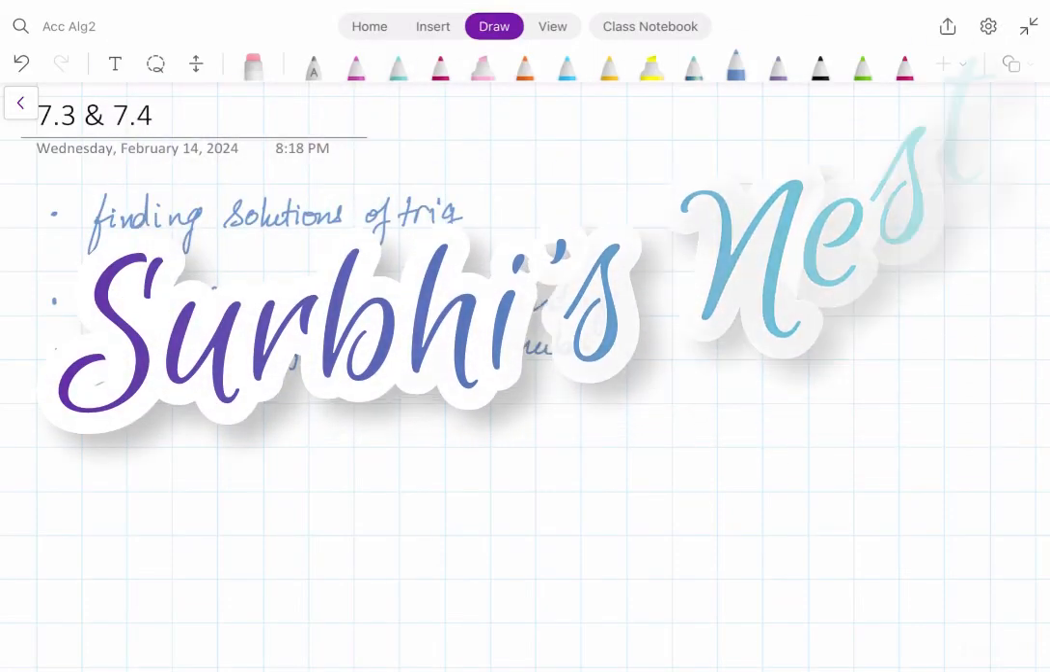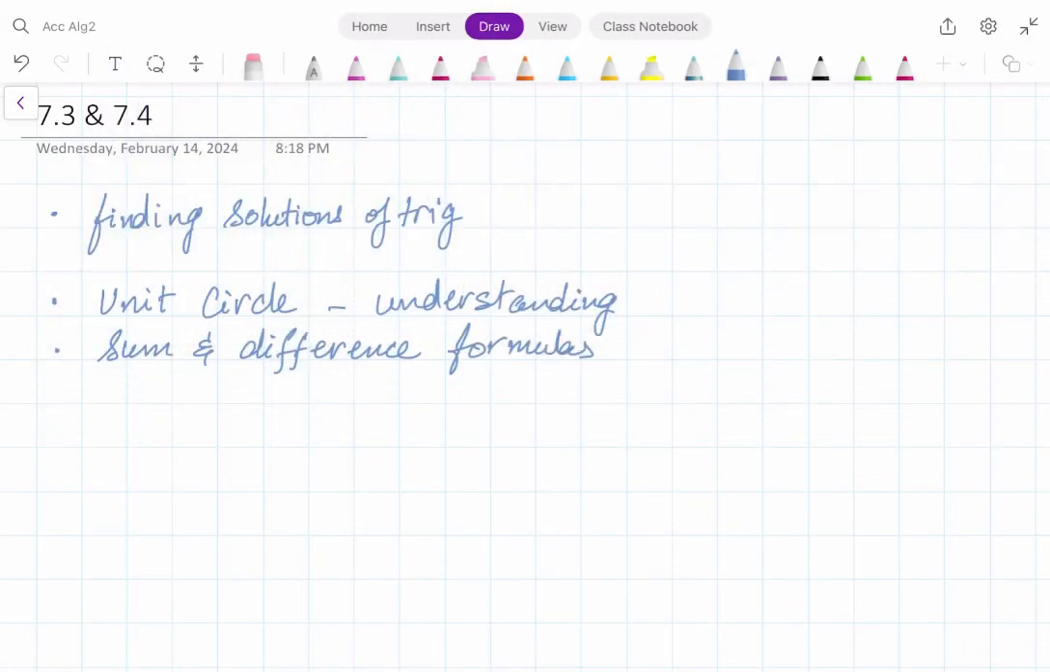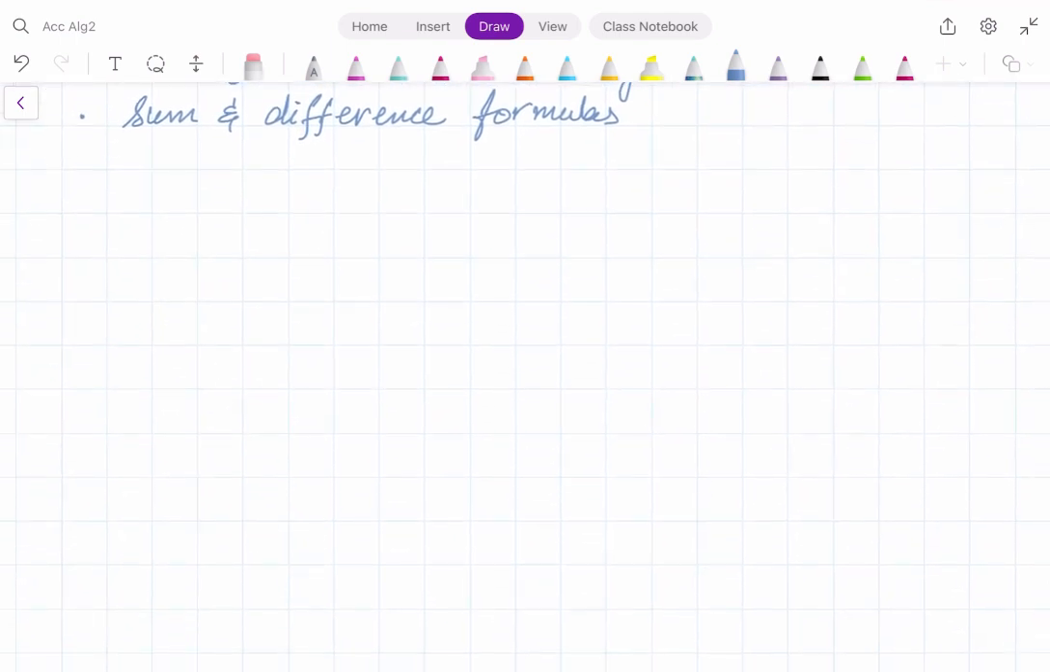Welcome back. Today we will be talking about finding solutions for the trig using the unit circle and sum and difference formulas. So let's get started.